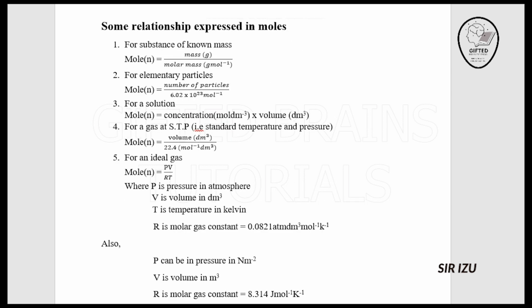Some relationships expressed in mole. These relationships are very important because we keep referring to them. For a substance of known mass, if you are given the mass, it's easy to get the mole by using mass over molar mass, the mass in gram, take note, and the molar mass in gram per mole. For elementary particles, remember I said they refer to proton, electron, neutron, atom, molecule, ion, formula units, etc. So you should use the number of particles given to you over 6.02 times 10 raised to 23, which is the Avogadro's number.